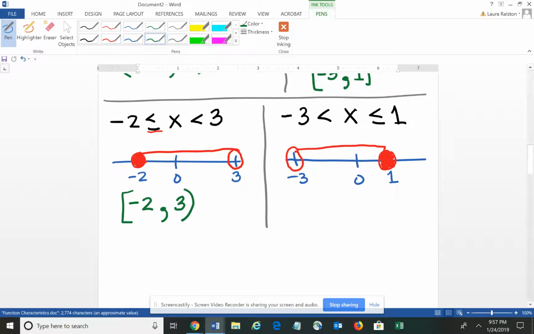So again, working it out as intervals, starting from the left and working to the right, we would have -3, comma, +1. The -3 is not used, so it's a parenthesis. The +1 is used, it's a bracket.